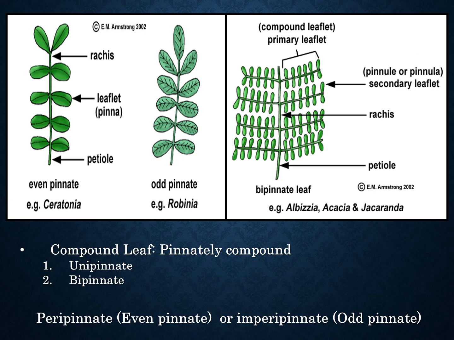In this picture, you can again observe the compound leaves or the pinnately compound leaf types, unipinnate and bipinnate. Here, unipinnate leaves with an even number of leaflets are paripinnately compound leaves, while this is the imparipinnate compound leaf. These are the bipinnately compound leaves found in Albizia, Acacia, and Jacaranda, and in Robinia and Ceratonia unipinnately compound leaves are present.